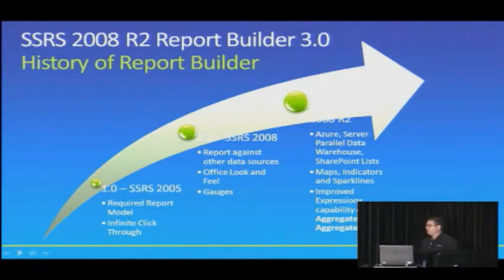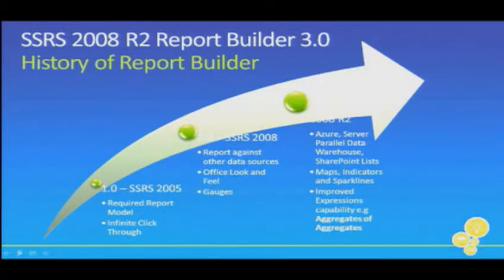So version 3.0 obviously just builds on that. We're still in that Office look and feel, that Office environment. Expanded the data sources so we can access Azure, the parallel data warehouse. Obviously, there's lots of developments in that space. We can also access SharePoint lists and a number of other databases like Essbase, SAP, VW, and so on.